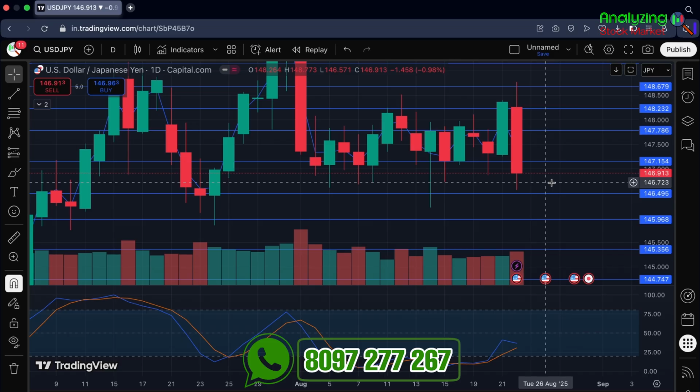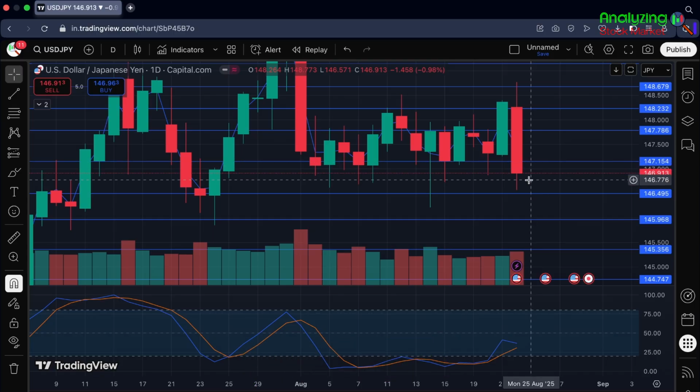So currently my expectation for this week is a bit positive. I'm expecting a positive move in this range, that is 147.154 to 147.786.